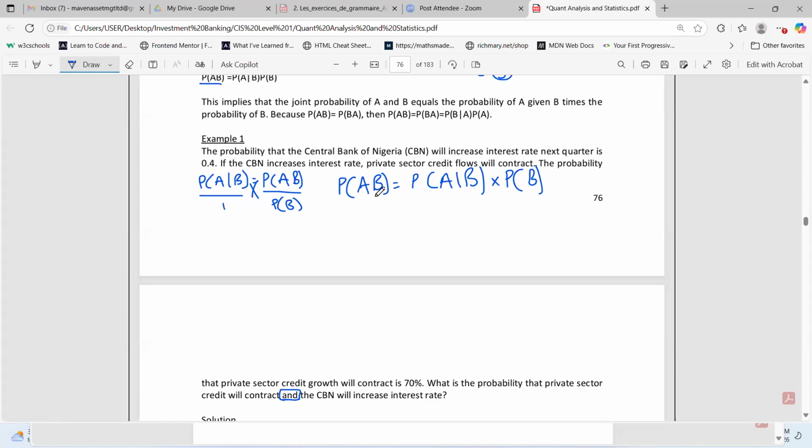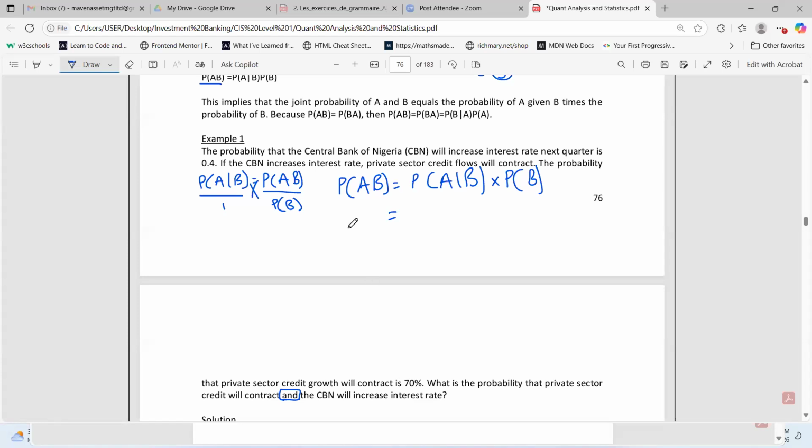Which one is dependent on the other? Look at the question. Based on what we have here, we know that our B is the interest rate. The probability that the CBN of Nigeria will increase interest rate next quarter is 0.4. If the CBN increases this, the private sector credit flow will contract. Now, the probability that the private sector credit growth will contract is 70%. Is it making sense to you, please? Can I get a feedback from you guys, please? It's making sense. I hope that's a consensus.